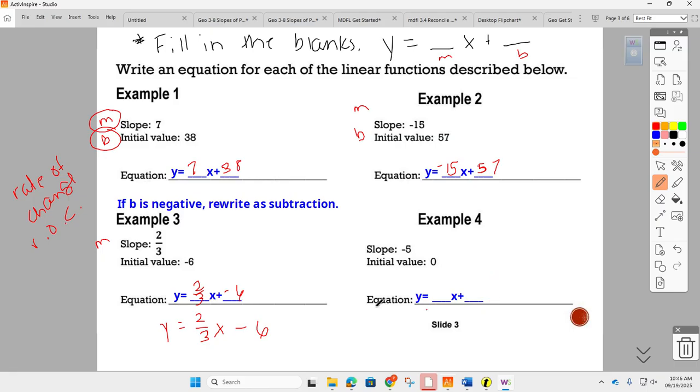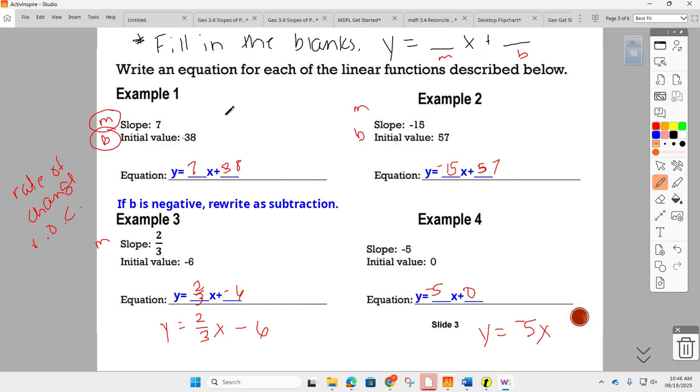What would the equation for example 4 be? What do you think, Kennedy? Yes, y equals negative 5x. Why didn't Kennedy put the 0 there? If you plug it in to fill in the blank, we would plug it in there, but then we have to realize we're not going to leave +0 in an equation that we're going to use. Remember, we're using this to input different x values. What is the point of having that plus 0 there? It doesn't change anything, right? So we would simplify that to just y equals negative 5x.